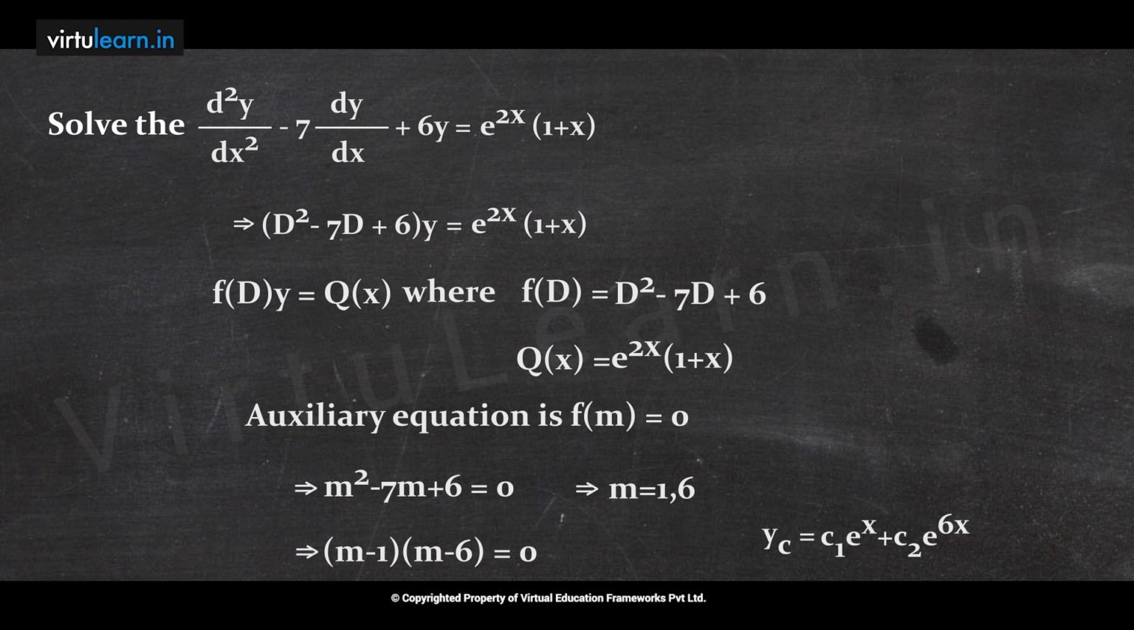After that you calculate the particular integral. After finding the particular integral you combine with this, then automatically it becomes the general solution of the given differential equation. Now the general form of the particular integral: yp equals 1 by f of D into Q of x. Now I am substituting the f of D and Q of x values here: 1 by D square minus 7D plus 6 into e power 2x into 1 plus x.